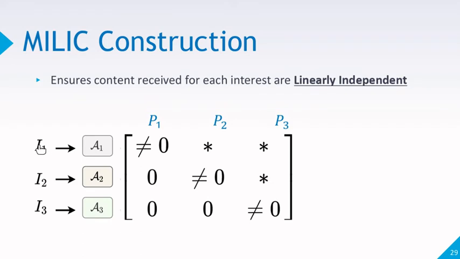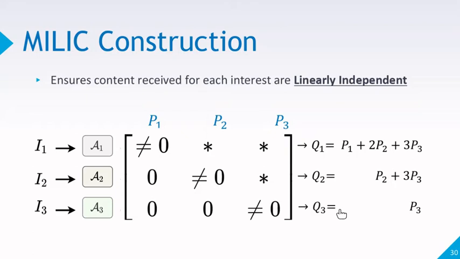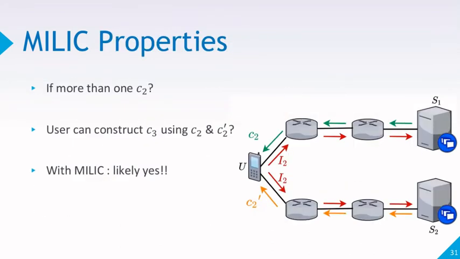Now, if a consumer, a user, a node receives responses to interests I1, I2, and I3 belonging to A1, A2, and A3, and we stack them together, we can see clearly that these three content packets coming from A1, A2, and A3 are linearly independent. This is the first goal of a network-coded NDN protocol. But this happens if we get one of each.